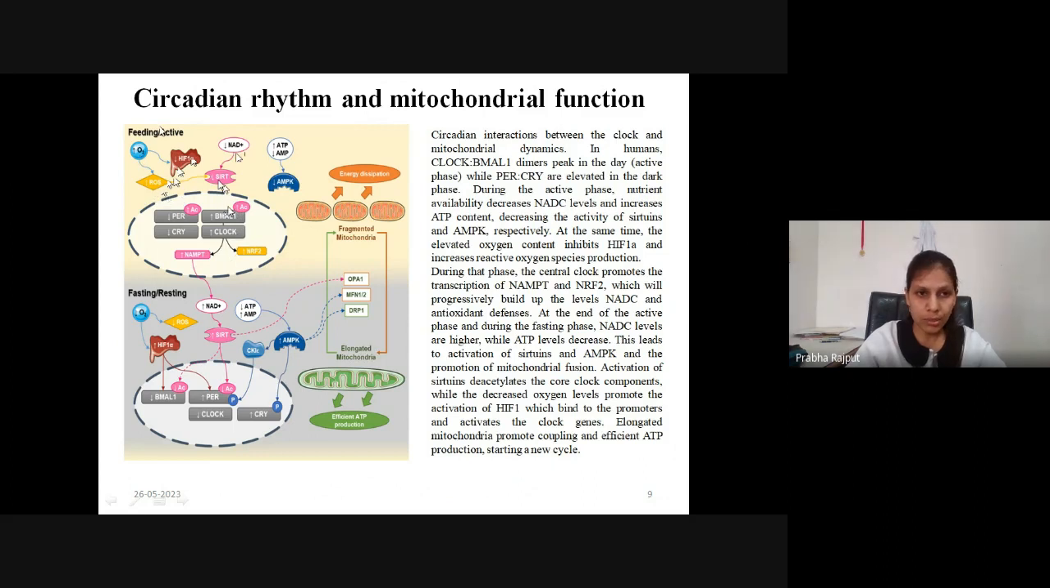So what it is doing, it is going upstream and activating NRF2 and NAMPT. That is responsible for increasing NAD plus. And this NAD plus again increases a certain pathway that is responsible for all of your mitochondrial activity.